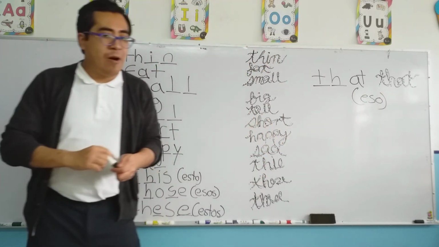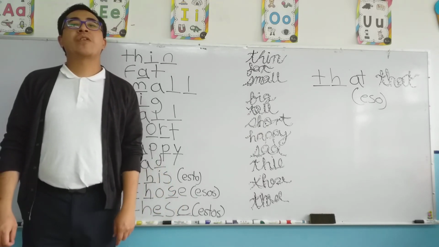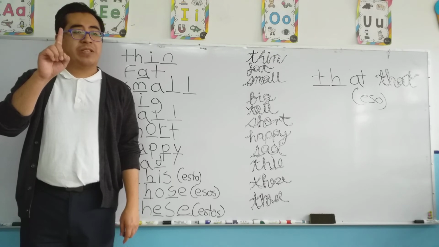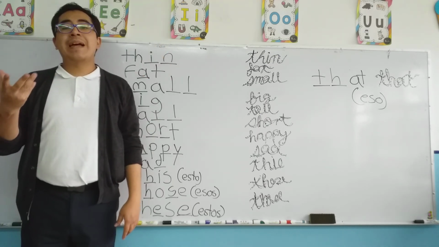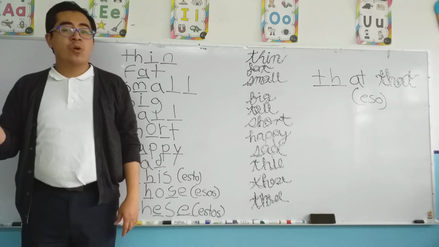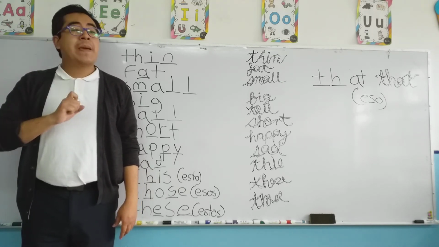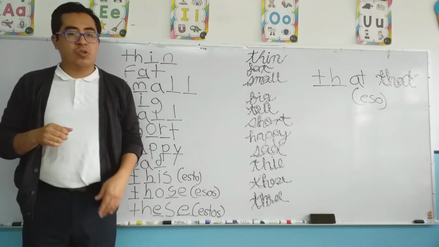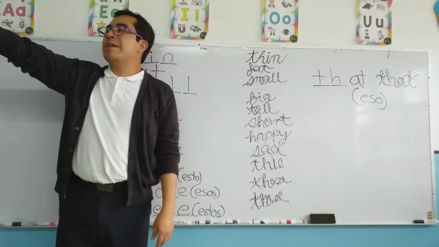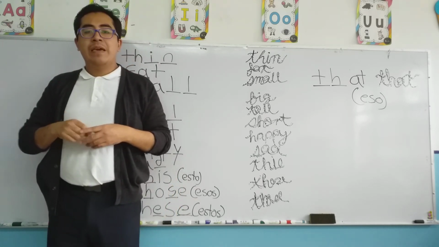Okay? Now, we say that when we are talking about just one object, but it's far from us. Vamos a utilizar that o eso cuando nosotros nos referimos a un objeto nada más, pero este está lejos de nosotros, ok? That is my pencil.